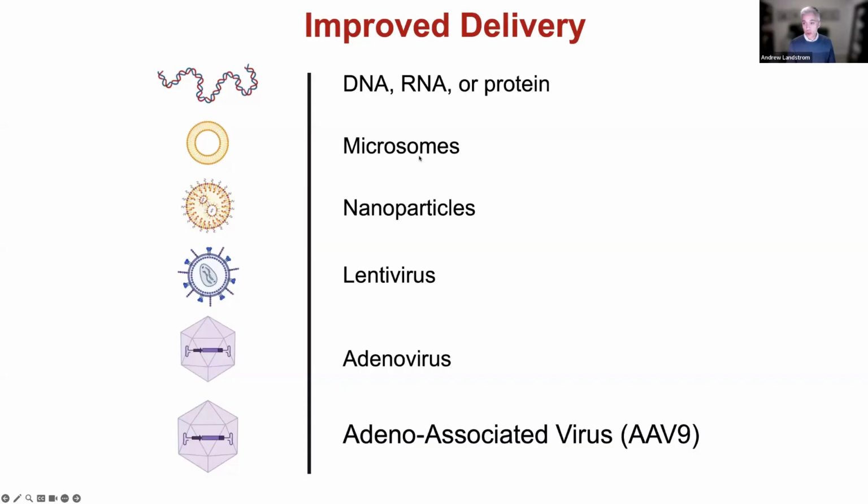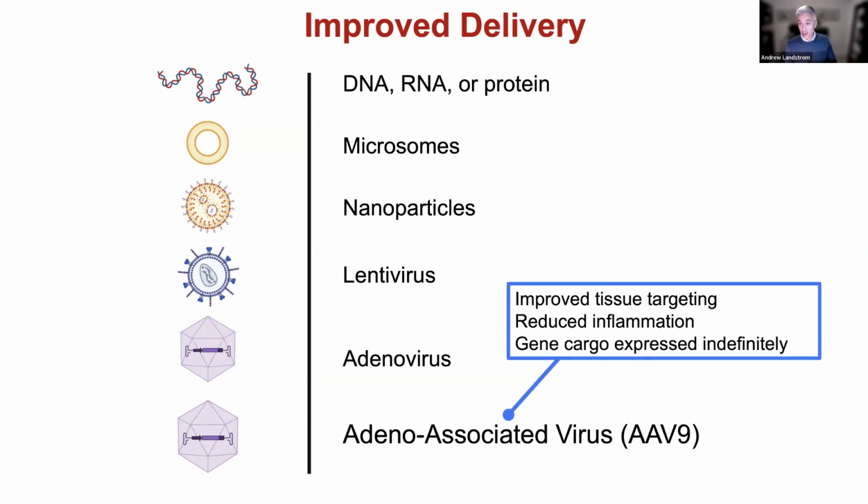And so there's improved delivery. You can give gene therapy any number of ways. You can give it just by placing DNA or RNA or protein onto cells. You can use microsomes, these little bubbles of lipid that can transfer things. You can use nanoparticles, and you can use viruses. But really, adeno-associated virus, AAV9, is great for cardiac gene therapy.